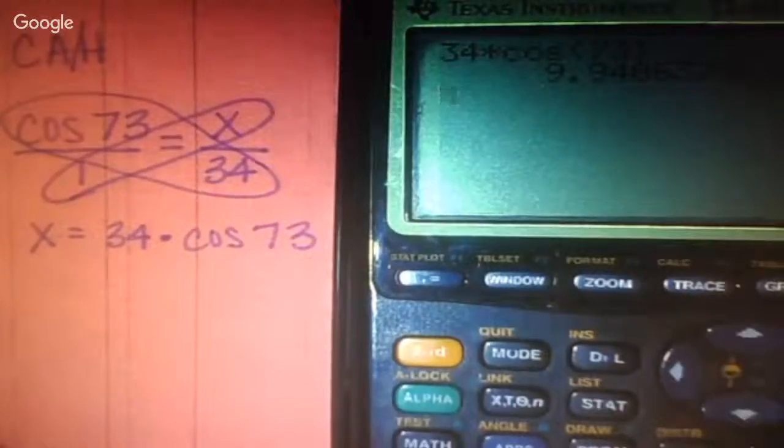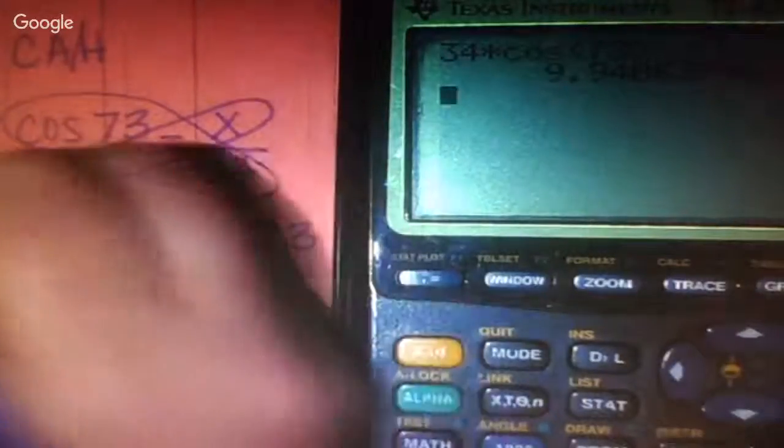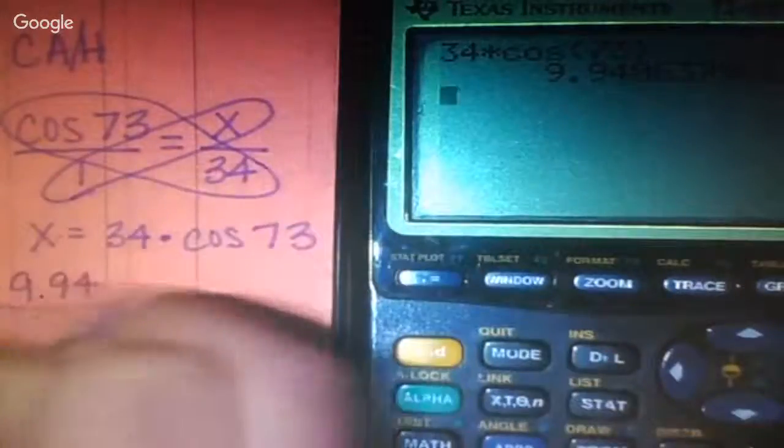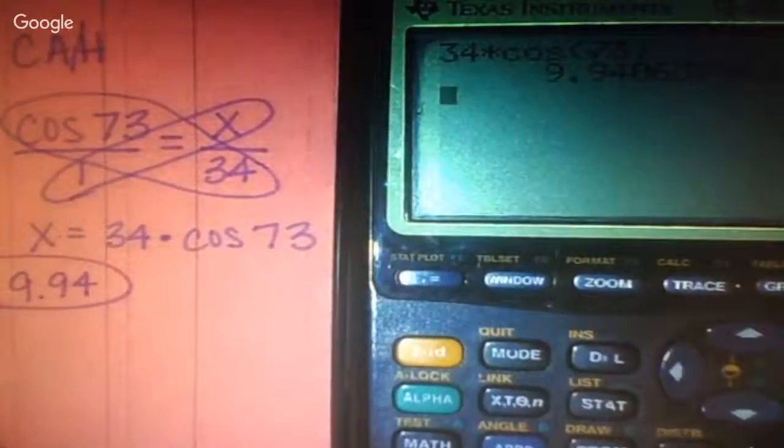All right, who was it? 9.94. Get up. Okay. That's it. You're done. Really? That's your answer, period? That's it.